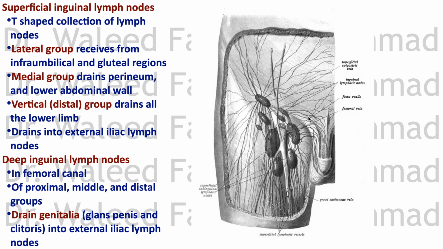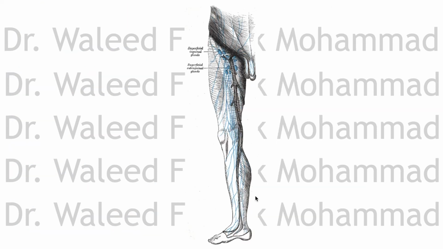Now, the deep inguinal lymph nodes are present in the femoral canal, and they drain the genitalia, especially the glans penis or glans clitoris, into the external iliac lymph nodes. So remember the deep inguinal lymph nodes, they're called the deep inguinal lymph nodes of Cloquet. Okay, so this is about the lymphatics. This is another plate to show you the lymphatics of the lower limb. See the lateral limb, medial limb, and inferior vertical limb of the superficial inguinal lymph nodes.